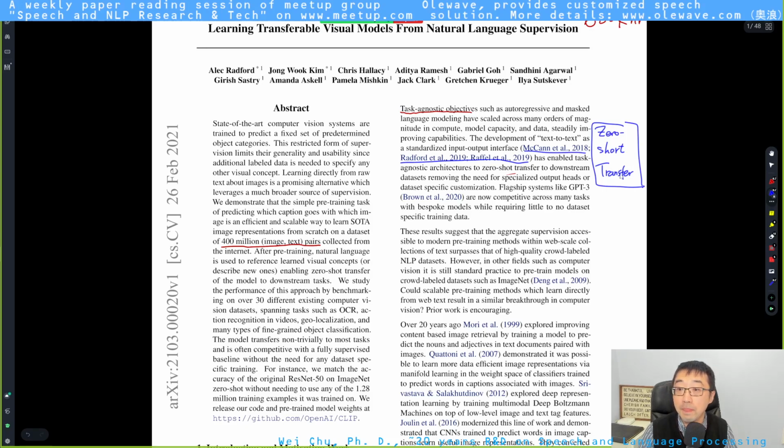And the beautiful thing about BERT, or pre-trained models in NLP, is that, remember this, I think they also did very good writing here. They remove the need for specialized output heads or dataset-specific customization. That means, in my words, no fine-tuning dataset is needed.